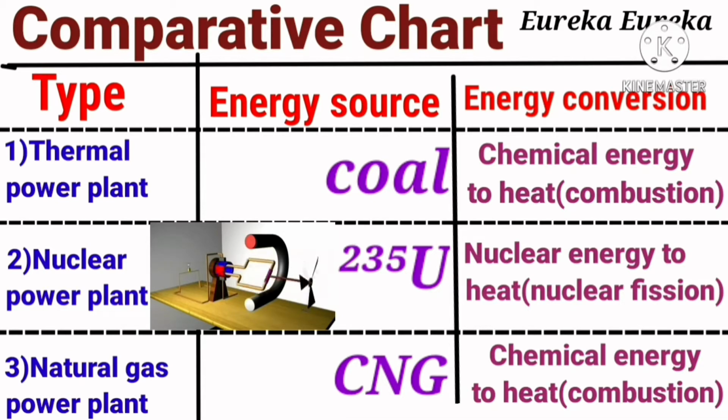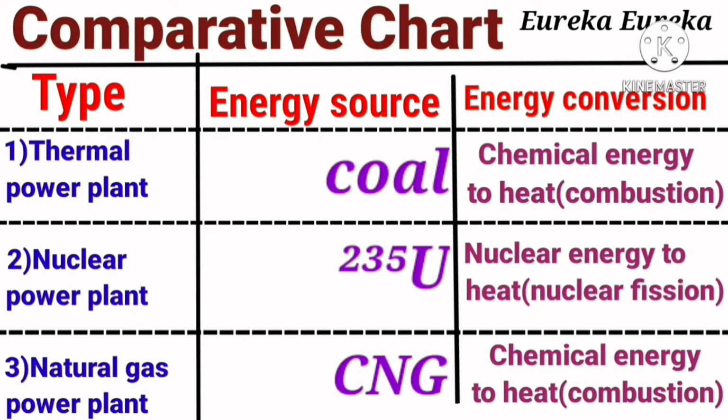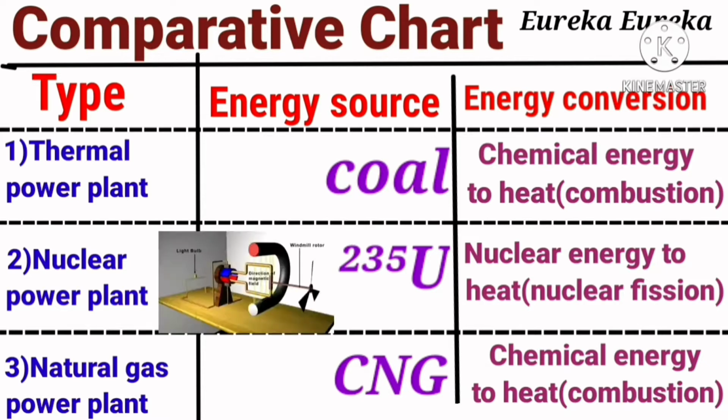Second is the nuclear power plant, and here the source of energy is uranium or plutonium. These are radioactive elements or heavy elements, and these elements undergo the process of nuclear fission, and the energy which is liberated in this process is in the form of heat energy. This heat energy is used to generate electricity, and again the principle used here is the principle of electromagnetic induction.